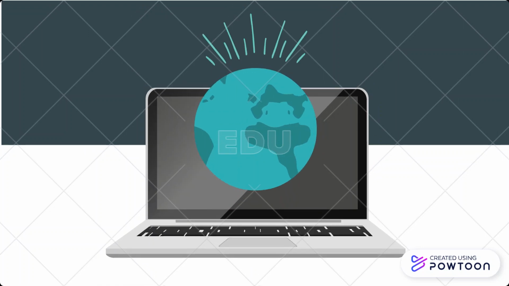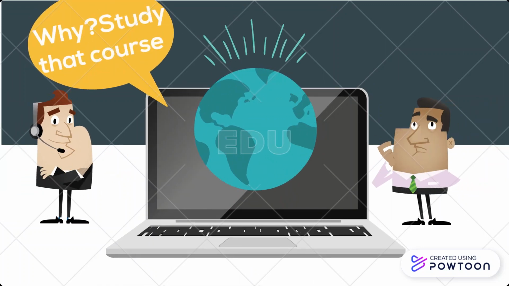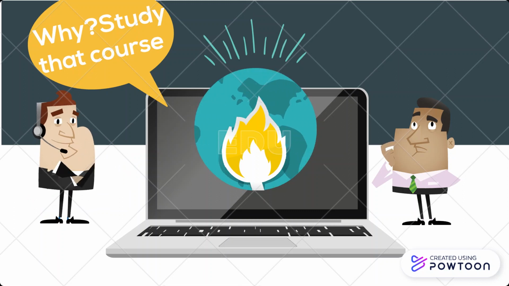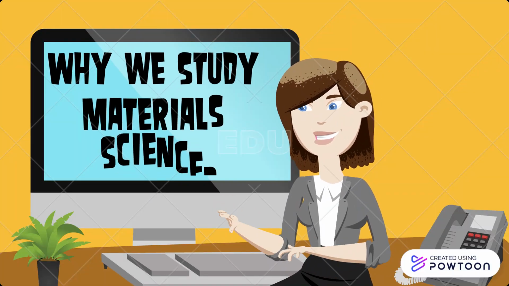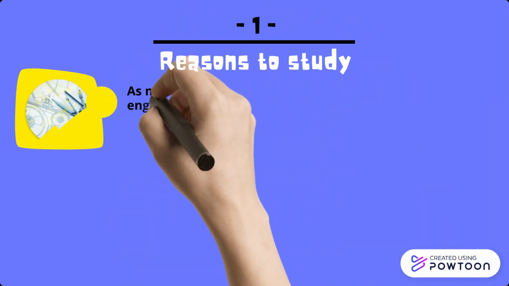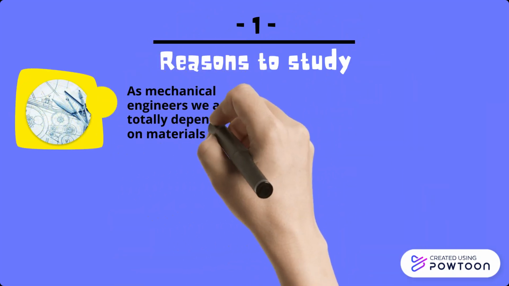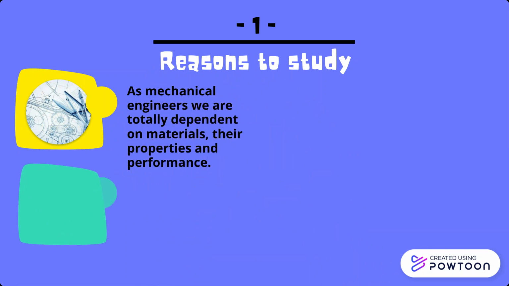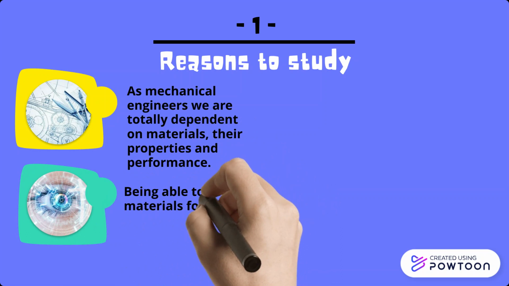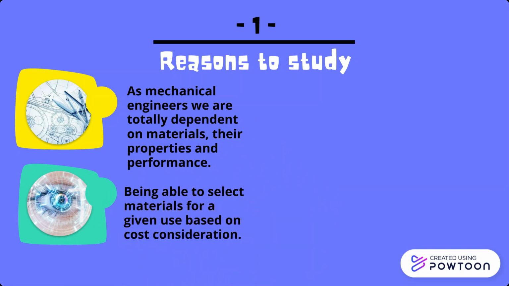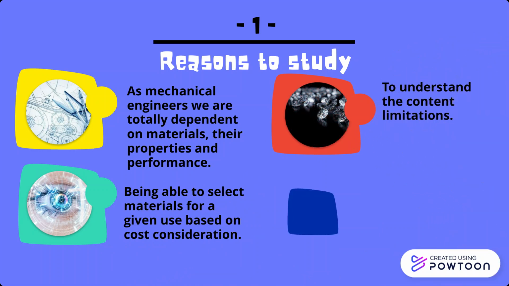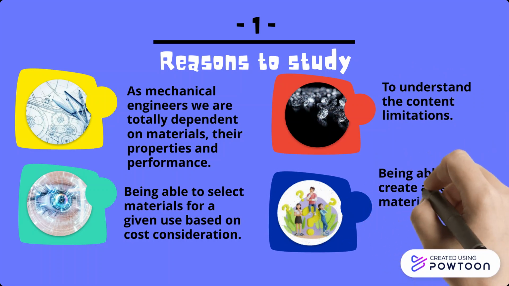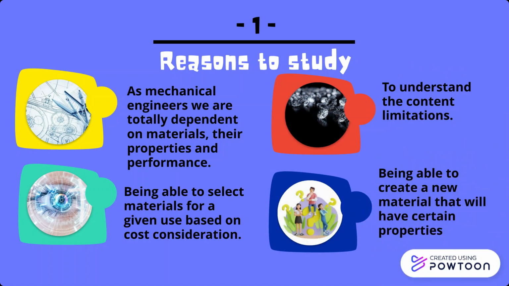Whenever we start any course, the first question in our mind is why we study that particular course. So, in the case of material science, the question is why we study material science. As mechanical engineers, we are totally dependent on materials, their properties, and performance. Being able to select materials for a given use based on cost considerations, to understand the limitations, being able to create a new material that will have certain properties.